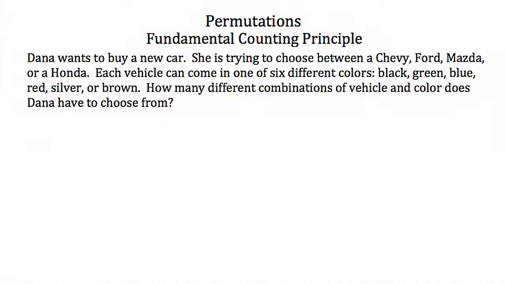To illustrate the fundamental counting principle, we're going to use the example that Dana wants to buy a new car. She's trying to choose between a Chevy, Ford, Mazda, or a Honda. Each vehicle can come in one of 6 different colors: black, green, blue, red, silver, or brown. So how many different combinations of vehicle and color does Dana have to choose from?